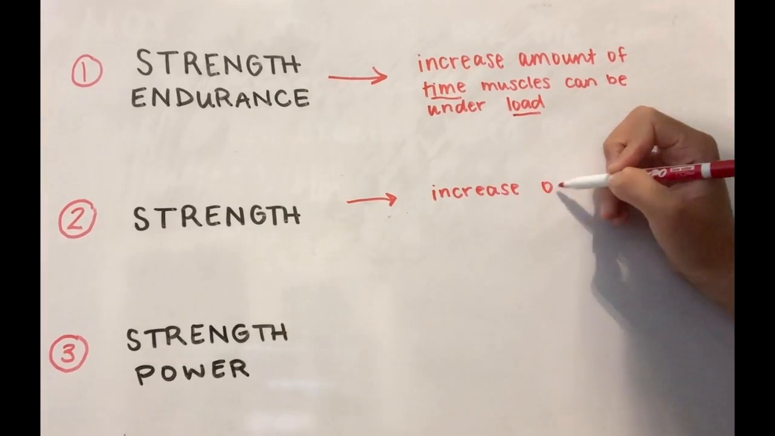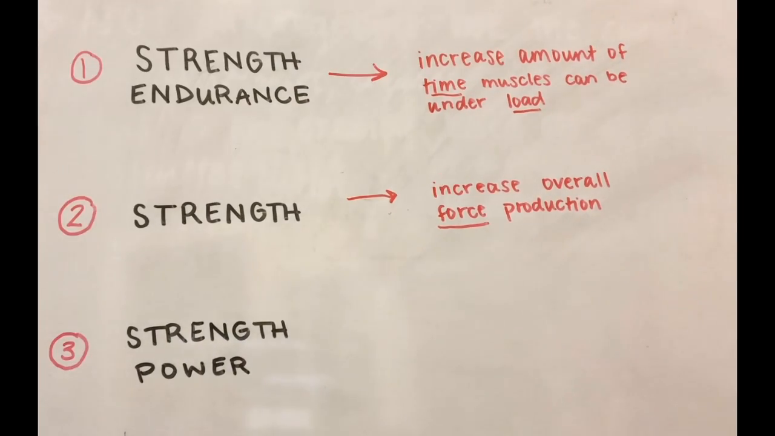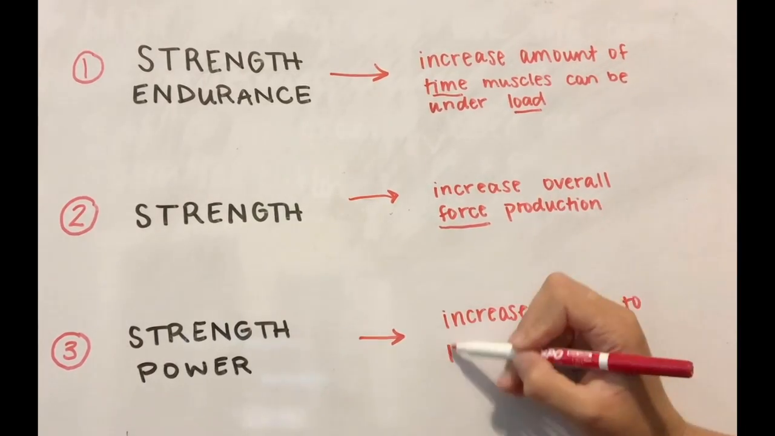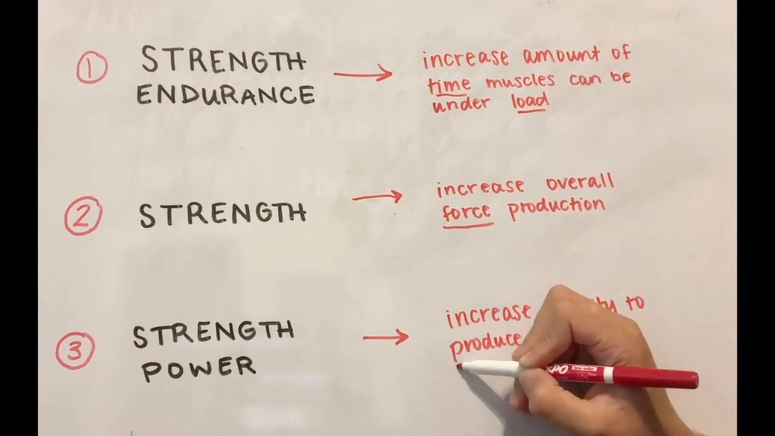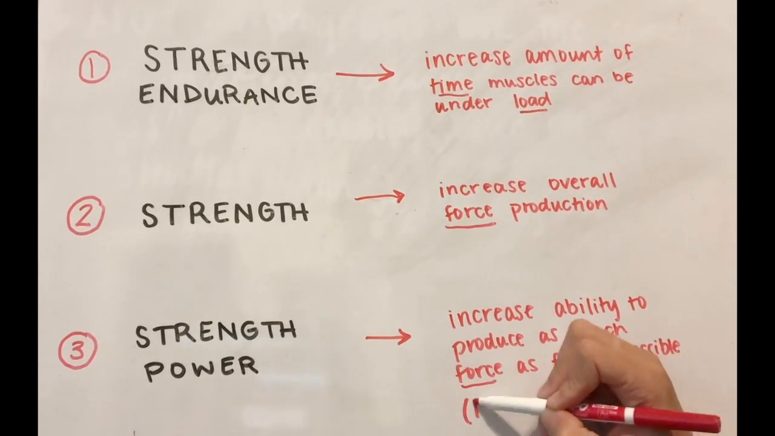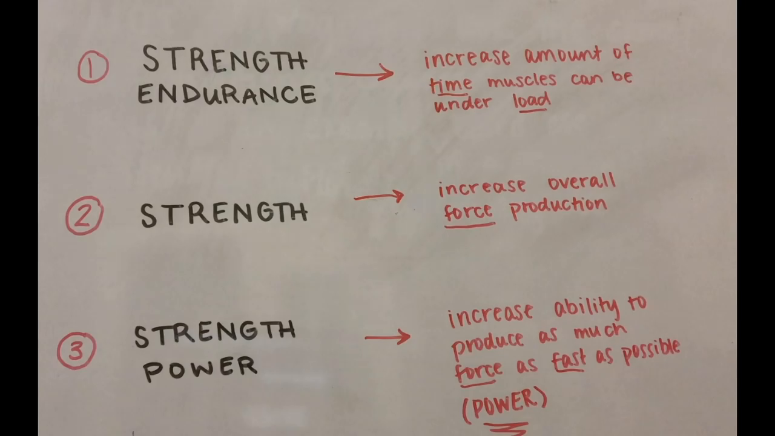With the strength phase, the goal there is really just to increase overall force able to be produced. And then strength power is going to be more sport specific, and the goal there is to increase the ability to produce as much of that force, as much of that strength, as fast as possible. And that force produced with speed is what is known as power. Just because there's different goals and different phases of training doesn't mean you have to use different exercises for each one to achieve these goals.